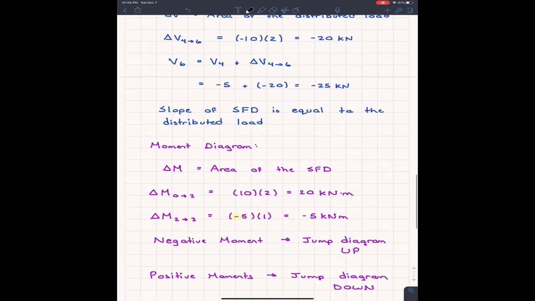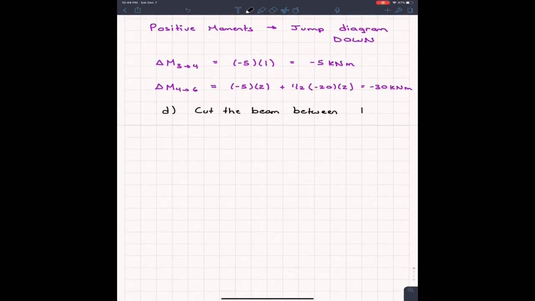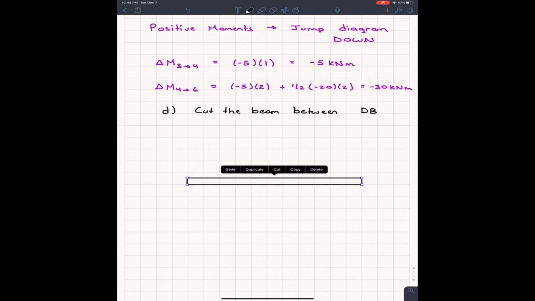Yeah, points D and B, between DB. So what I'm going to do, every time you cut the beam, unfortunately, you're going to have to draw a free body diagram. So I'm going to draw a beam, or a point. So we're going to have a beam like this. Oh, that one actually worked out surprisingly well.